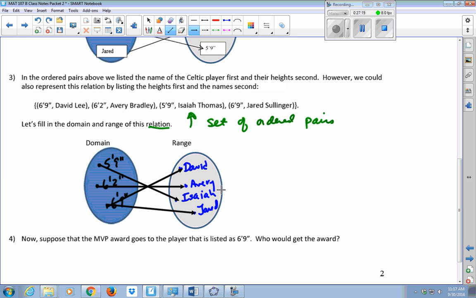Because all I know is, if they said the player was 6 feet 2 inches, do I know who to give it to? Yeah, it's clear, right? It's really well defined. I clearly know who to give it to. Or if they said 5 feet 9 inches, it's Isaiah, right? But with 6'9", I have no idea. So this is a problem, Houston, right?